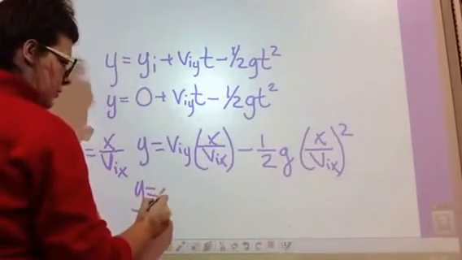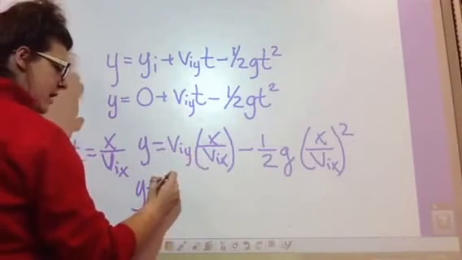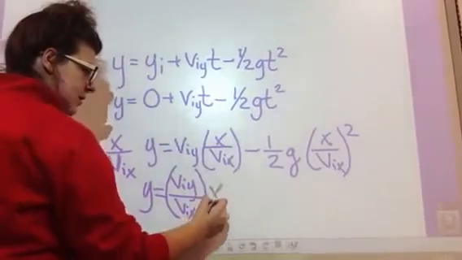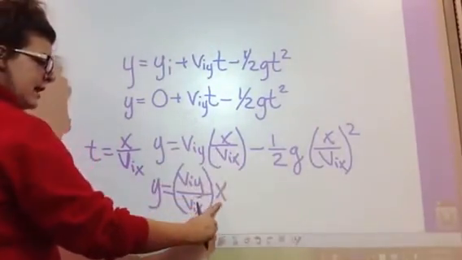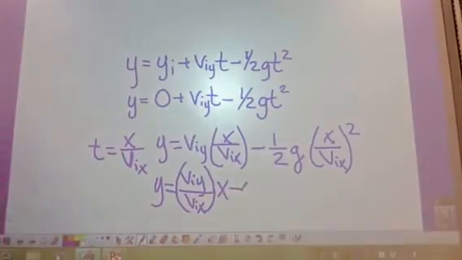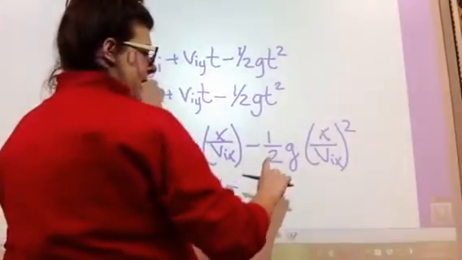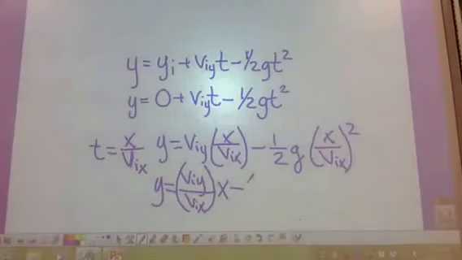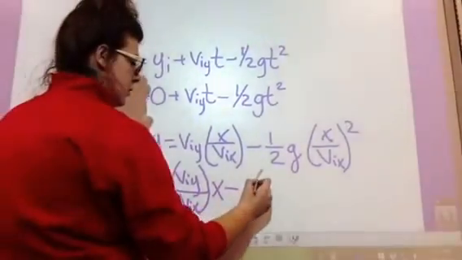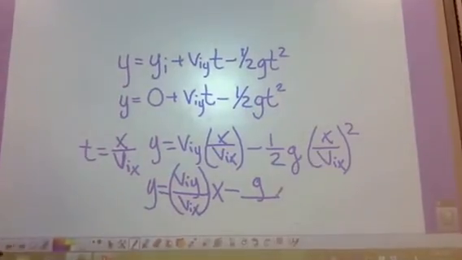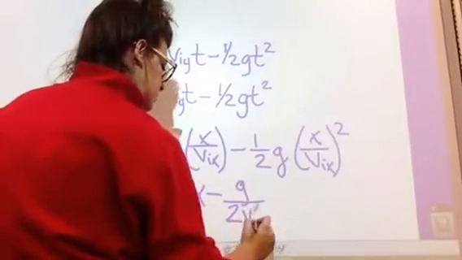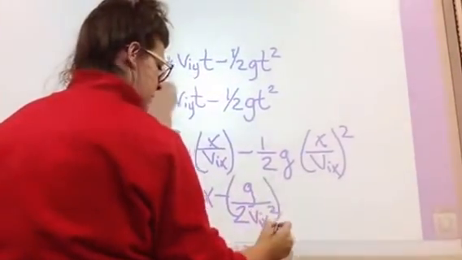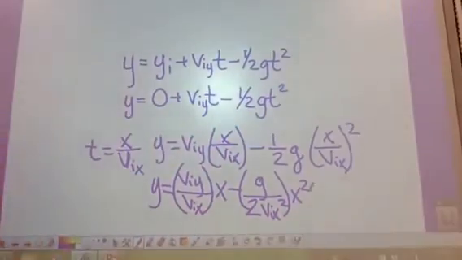So let's rearrange this. I have y equals viy over vix times x, minus, if we square those things, I end up getting g over 2 vix squared times x squared.